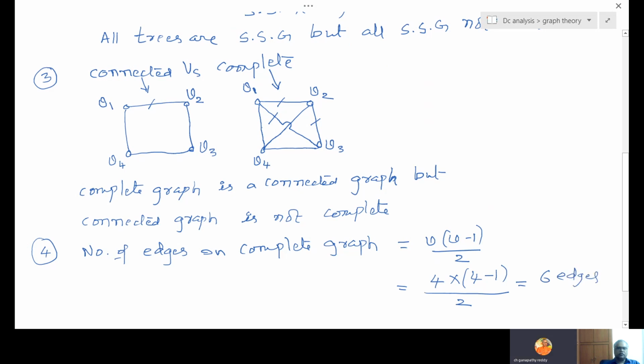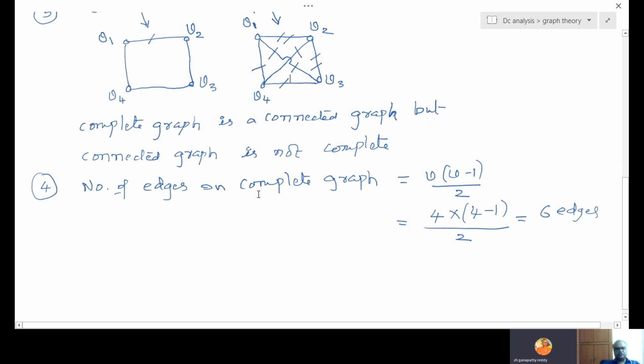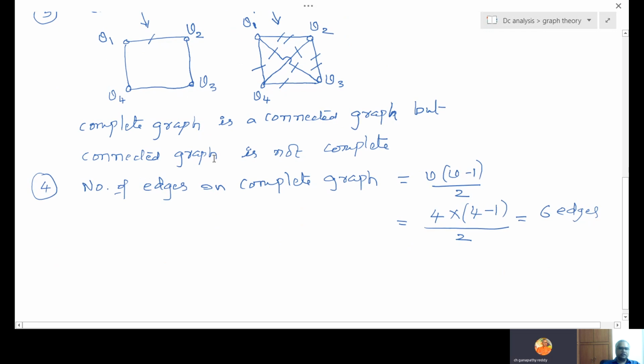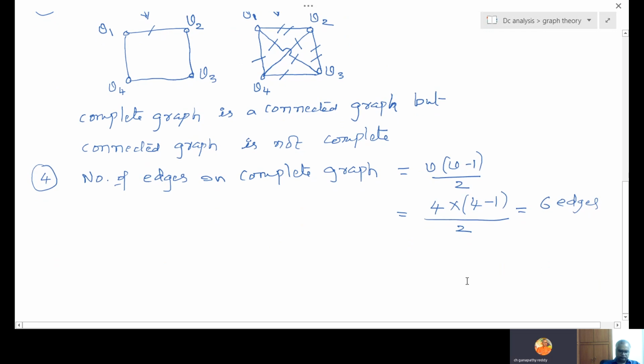What are those 6 edges? This is 1, 2, 3, 4, 5, and 6. So these are the 6 edges. Number of edges in complete graph is given by this formula. This formula is useful for complete, not for connected.